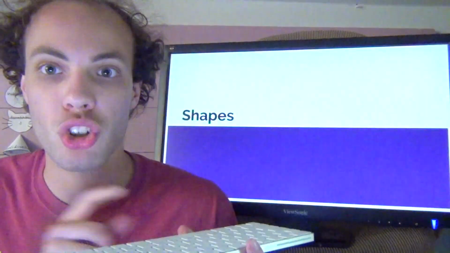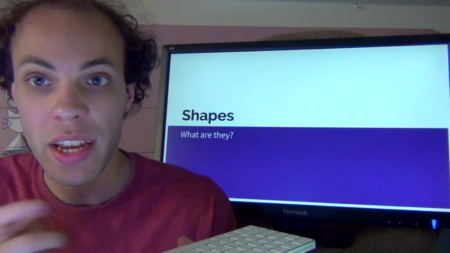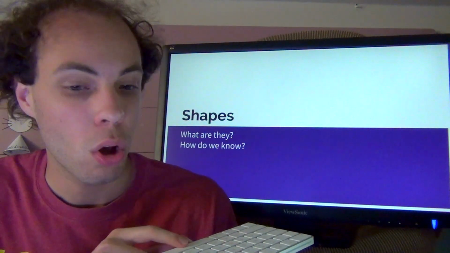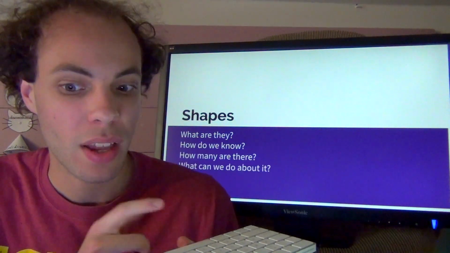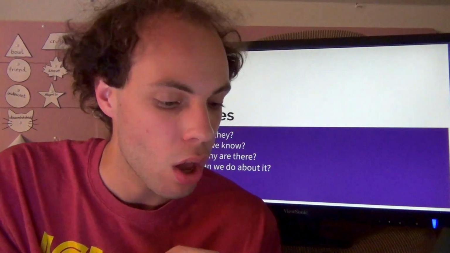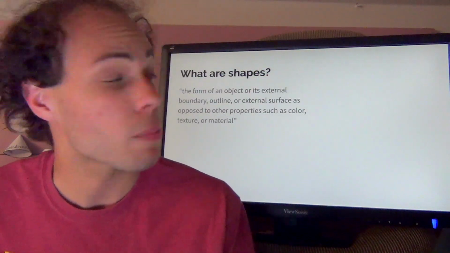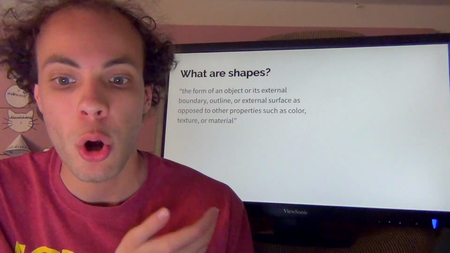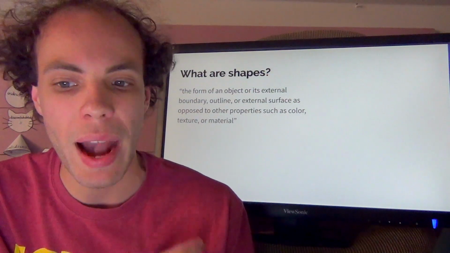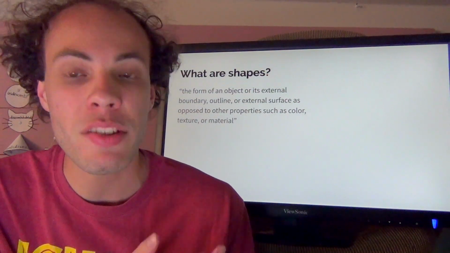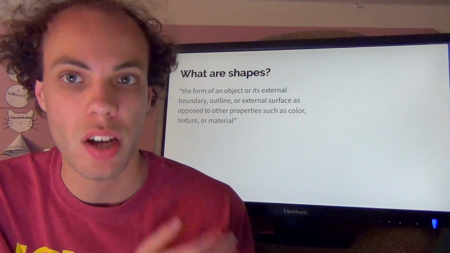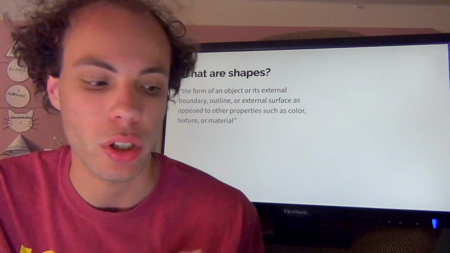This is shapes. What are they? How do we know? How many are there? And what can we do about it? So let's just start off with that first question. What are shapes? According to Wikipedia, a shape is the form of an object or its external boundary, outline, or external surface as opposed to other properties such as color, texture, or material.